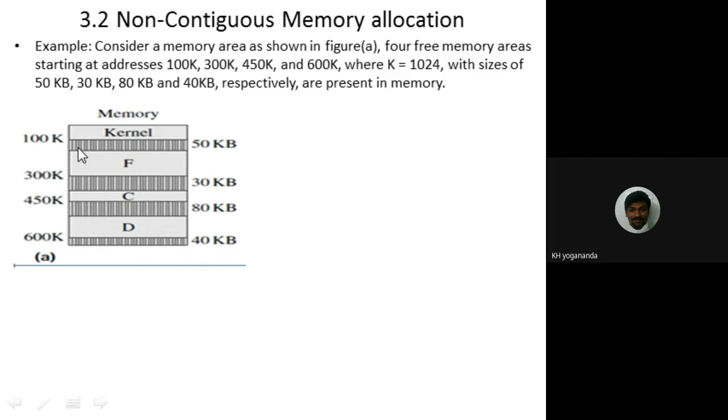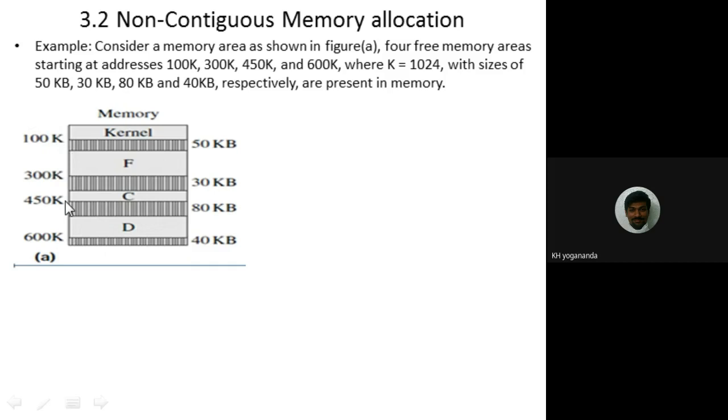The first free memory area's address is 100K, the second free memory area's address is 300K, the third free memory area's address is 450K, and the fourth free memory area's address is 600K. These are addresses, not sizes. Address, like you have a home address, right?